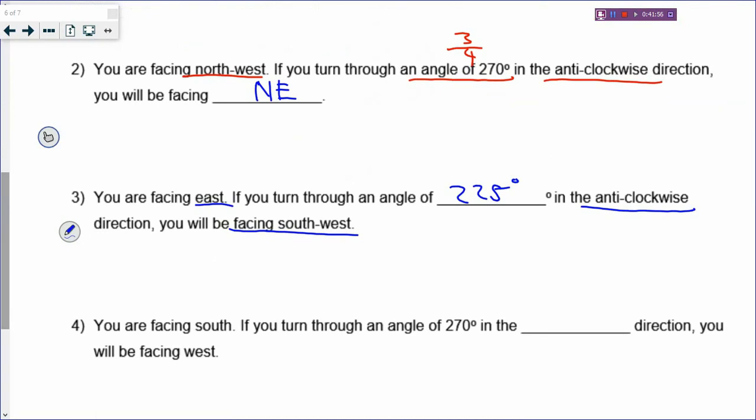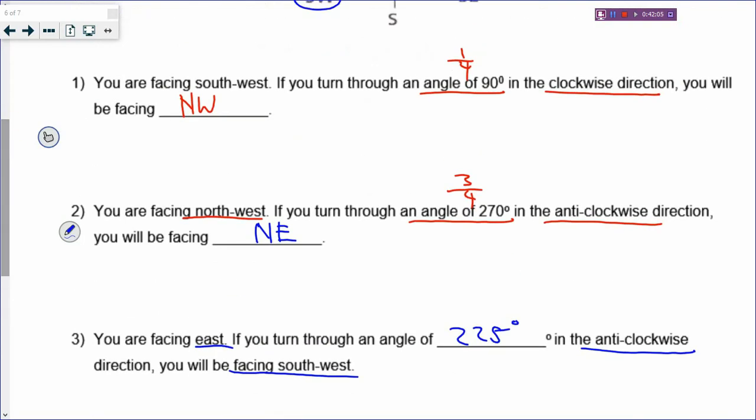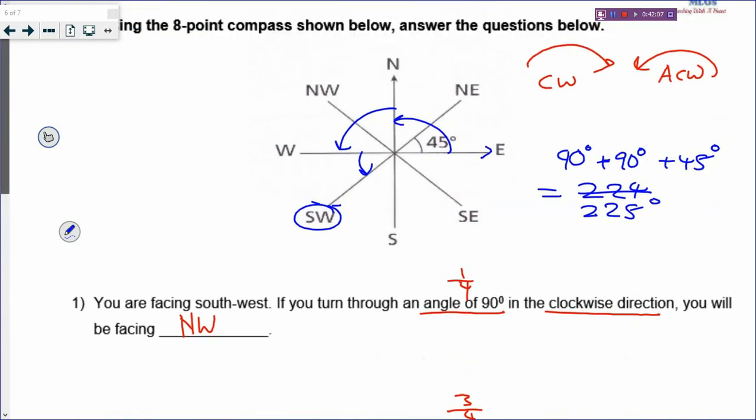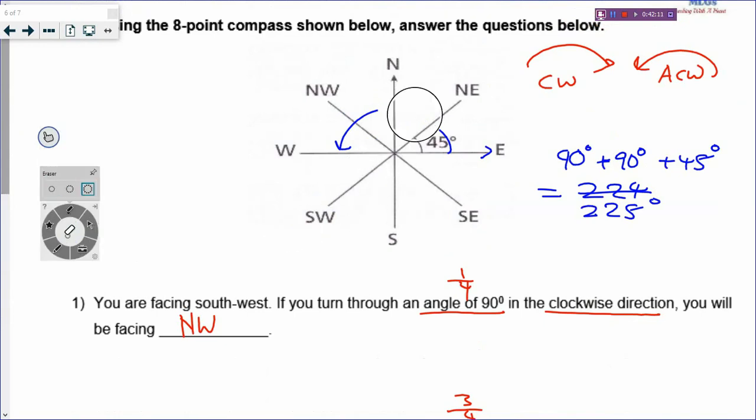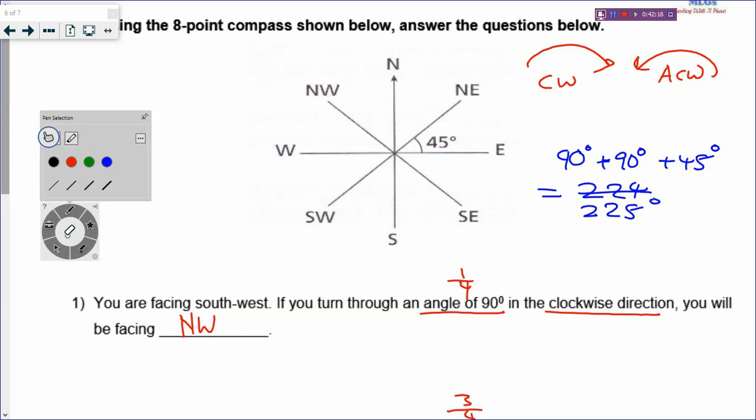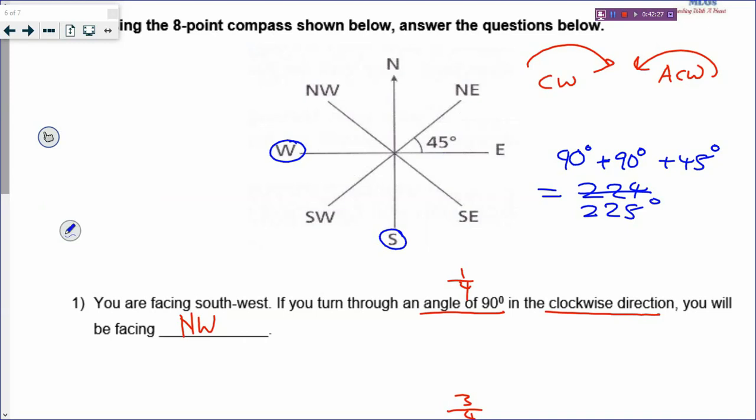Now you're facing south. If you turn an angle of 270 degrees in the what direction, you'll be facing west. So from south, you want to go west. Okay, so let's look for south, and then let's go to west. So which means that you are here, south, and you want to go to the west. So which direction do you turn? Clockwise, anti-clockwise, if you want to turn an angle of 270.